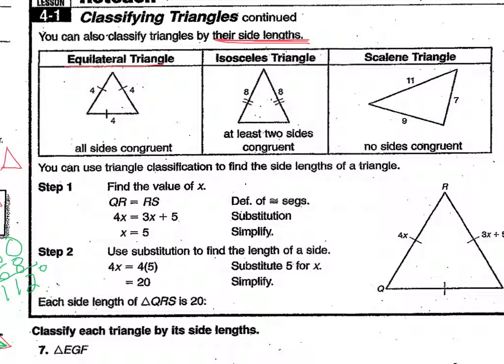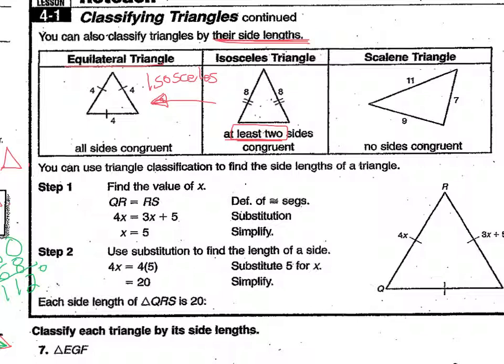If it's an isosceles triangle, an isosceles triangle has at least two sides. So what do you mean at least two sides? Well, because if you have three sides, that's also isosceles.